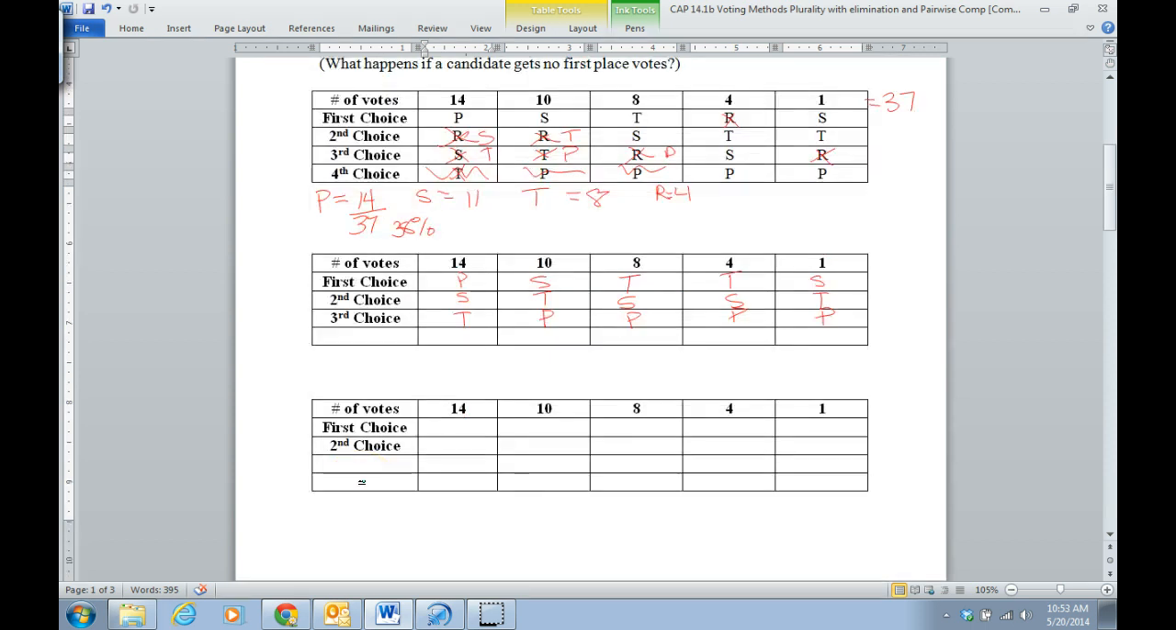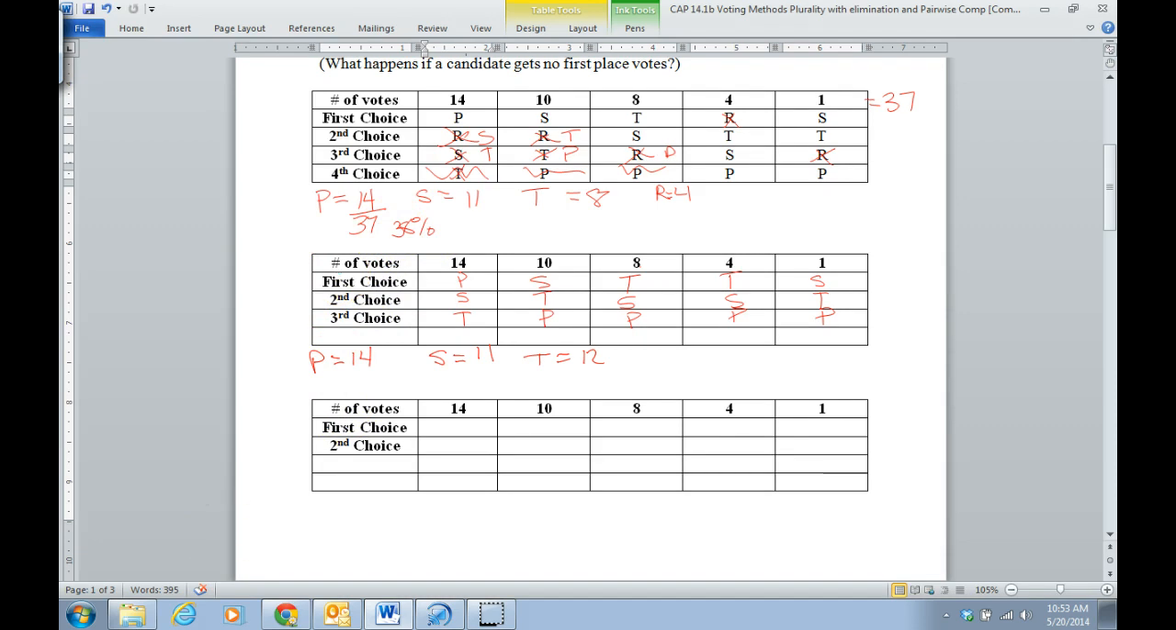All right, now, so we're going to check with plurality again who wins based on that elimination round. So P, let's look at him. He got 14 votes still in the first row. S has 10 plus 1, so S still has 11 votes. And then T now has 8 plus 4, so T has 12 votes. The top vote here still is P. He's got 14, but he's still at 38%. That didn't change anything.